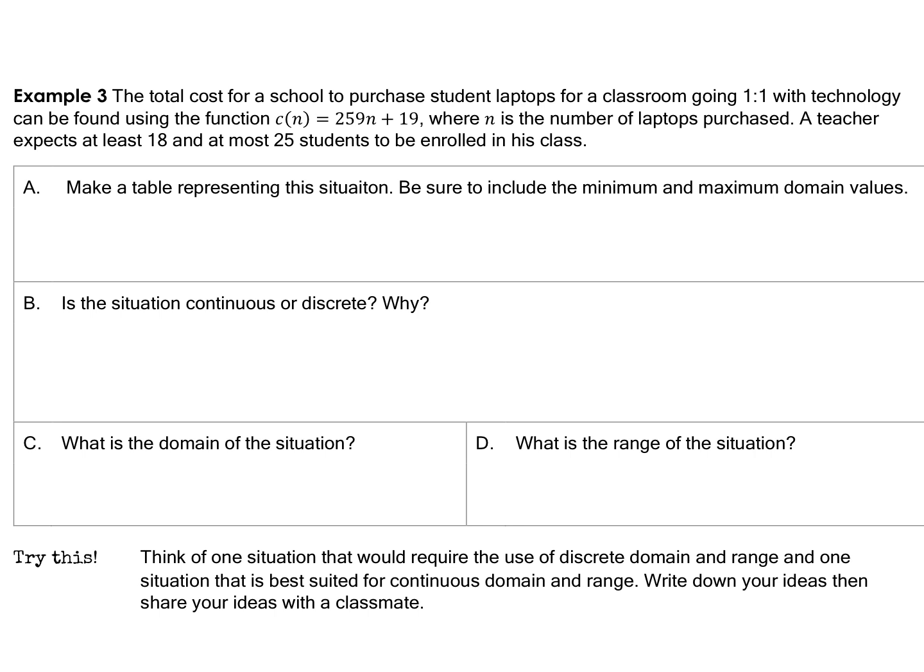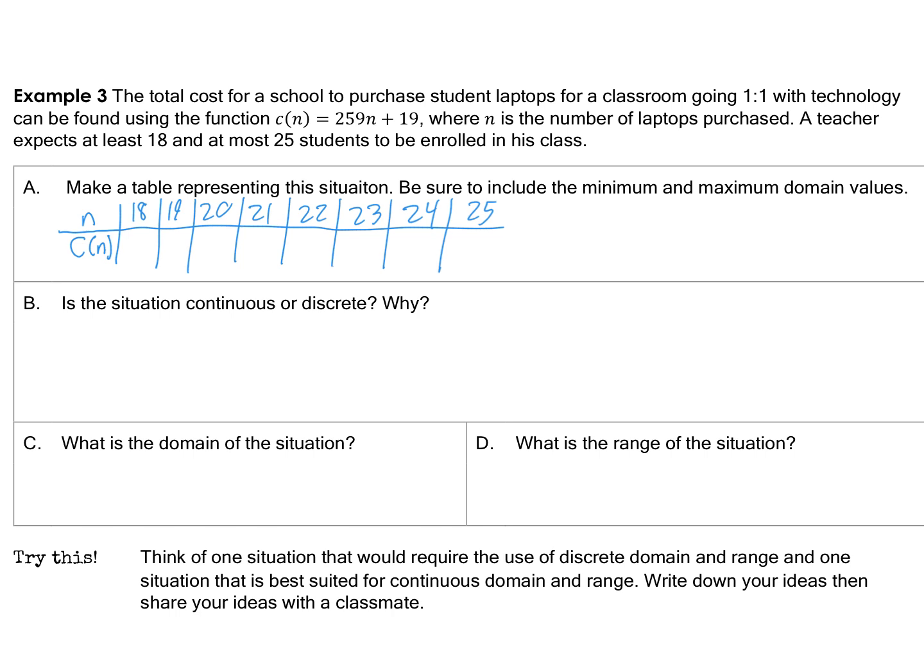Let's start by making a table representing the situation. Make sure to include the minimum and maximum domain values. Well, he said that the minimum is 18 and the maximum is 25. So we're going to make a chart of n, or number of laptops, and C of n, the cost of those laptops. We are then going to fill in that chart for n values of 18, 19, 20, 21, 22, 23, 24, and 25, because it is not reasonable to have a partial number of laptops.